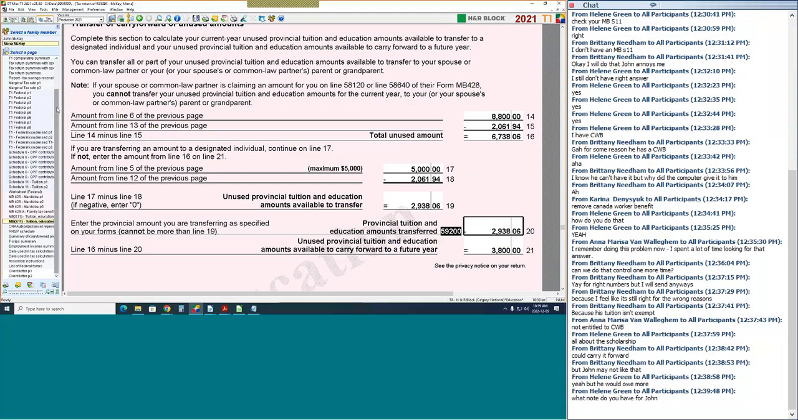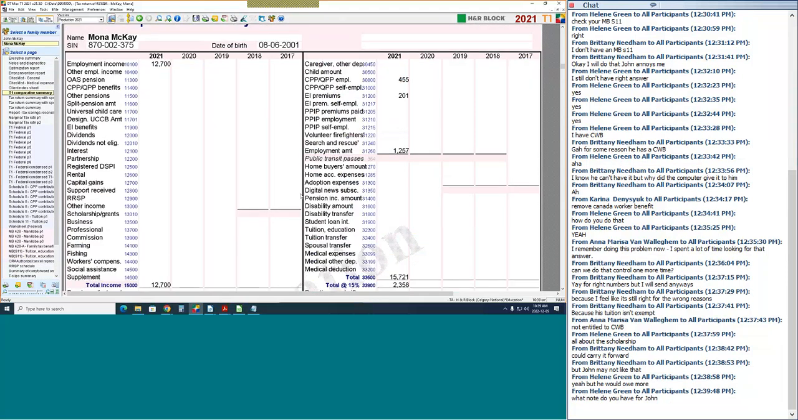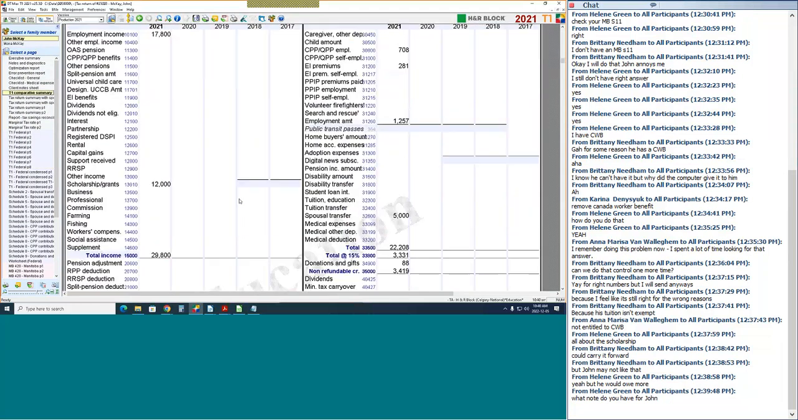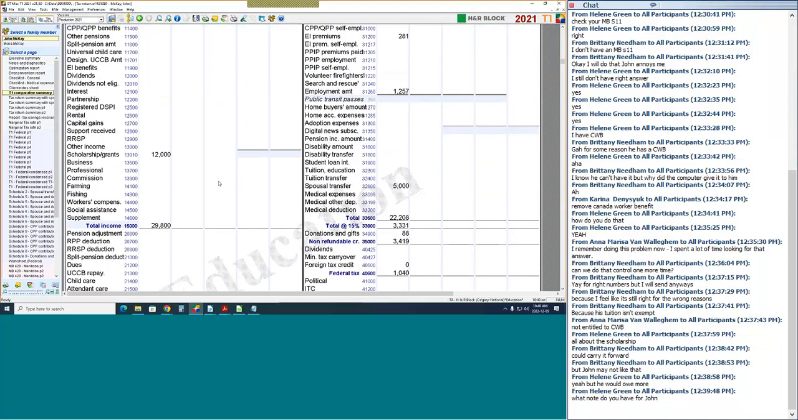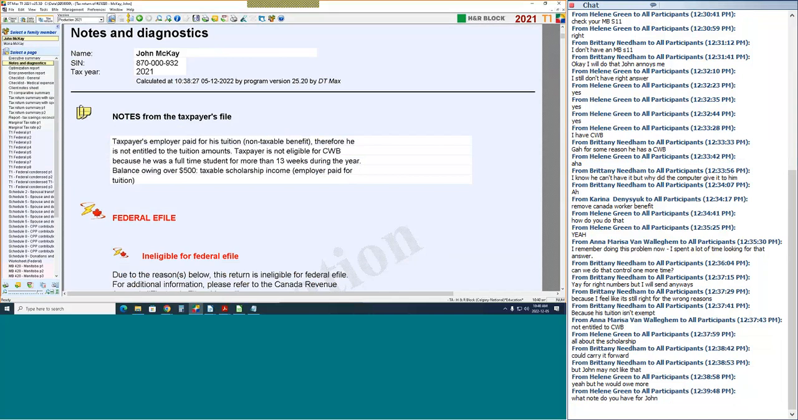All right, what notes do I have for John? Good question. Because we're doing balance owing, it's good to have that. So the first thing I would say is, I have for John, sorry, I'm going to go into his. This is where knowing if it's pink and blue is helpful. I have a whole bunch of taxable scholarship income, which is the main reason he owes money. That's pretty much my note. So my note is taxable scholarship income because his employer paid for tuition.